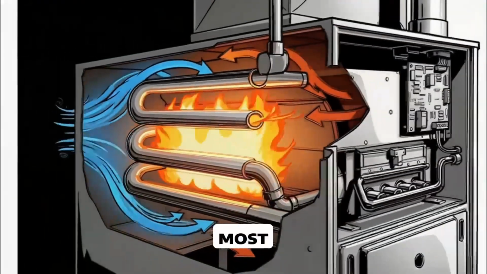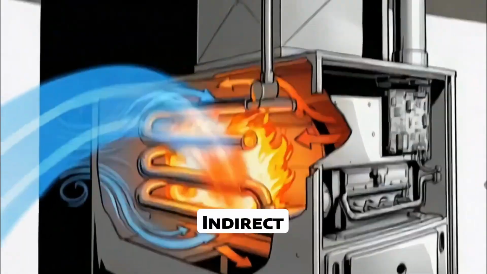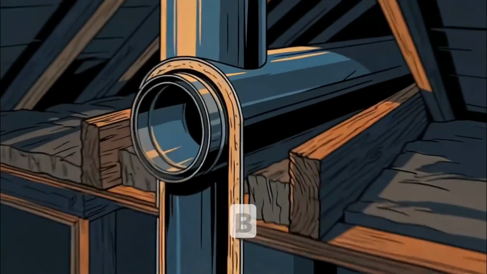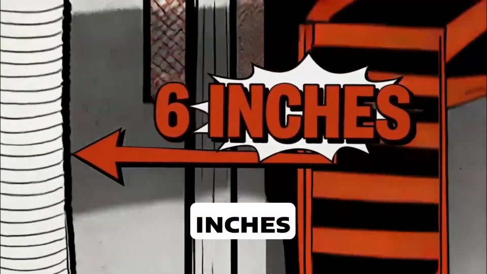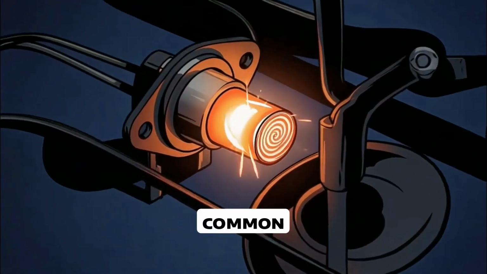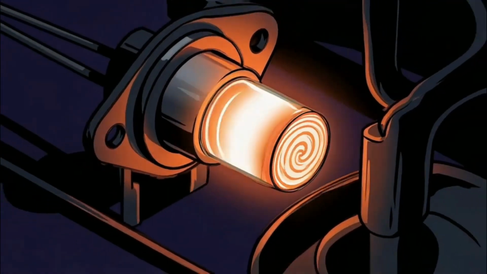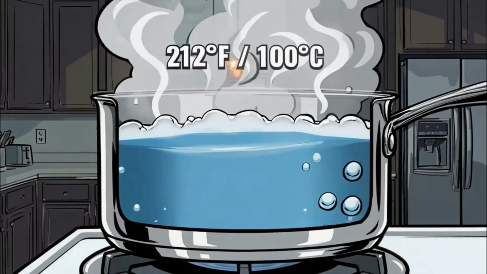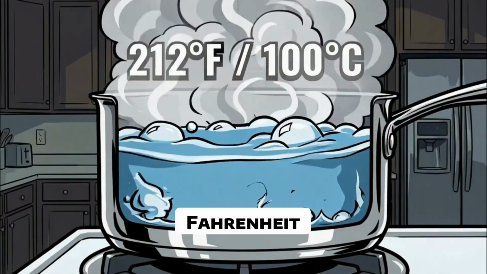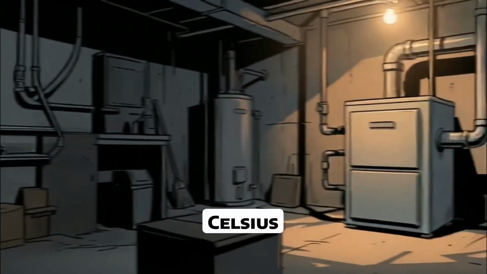What type are most residential furnaces? Indirect fired. What is common type B vent clearance? 1 inch. What is common single wall vent clearance? 6 inches. What warm-up time is common for some hot surface igniters? 10 to 30 seconds. What is water's boiling point? 212 degrees Fahrenheit or 100 degrees Celsius.